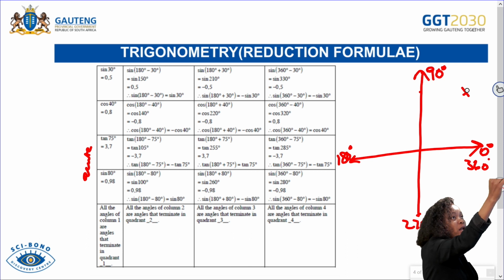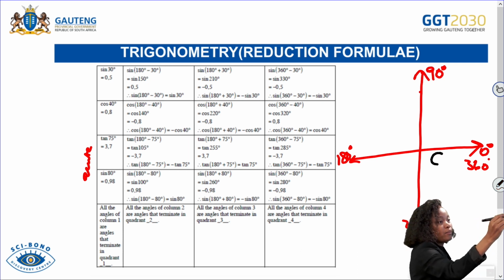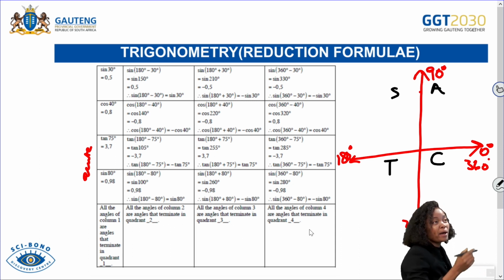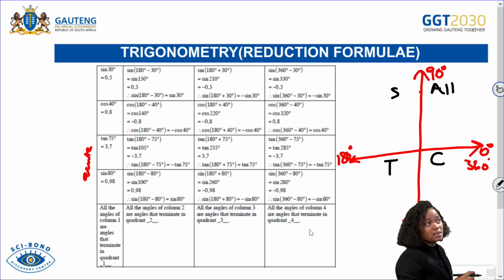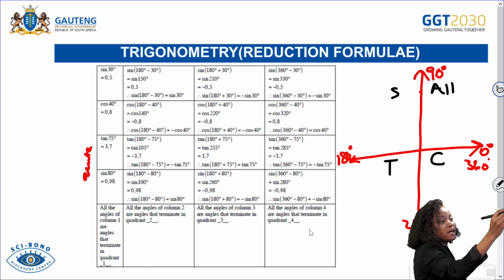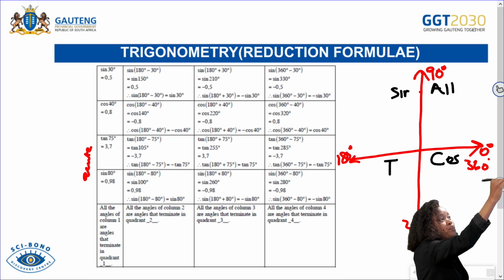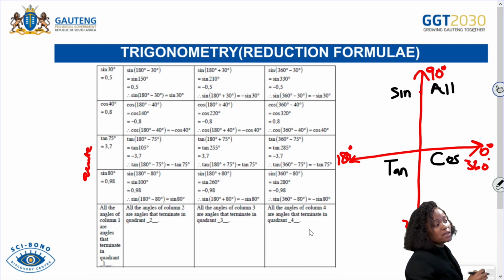So before we can move along and look at that table, you need to remember the CAST diagram. In grade 10, you were taught the CAST diagram, whereby we are saying all the trig ratios in the first quadrant, they are all positive. And in the fourth quadrant, only cos is positive. And in the second quadrant, only sine is positive. And in the third quadrant, only tan is positive, and the rest of them, they're negative.